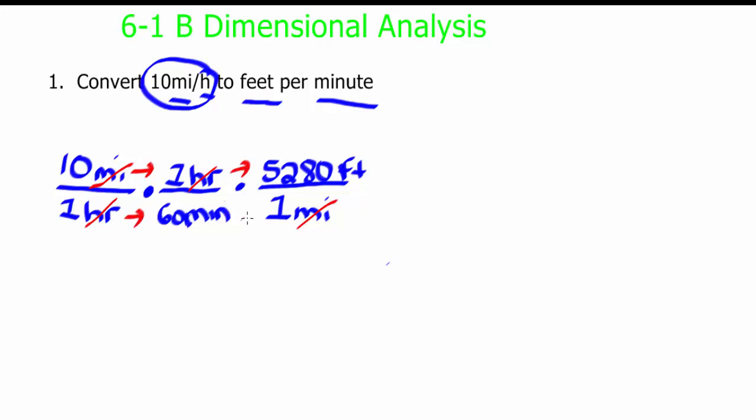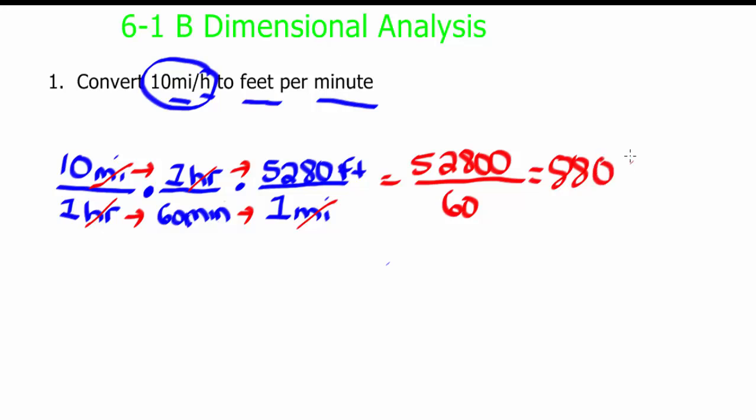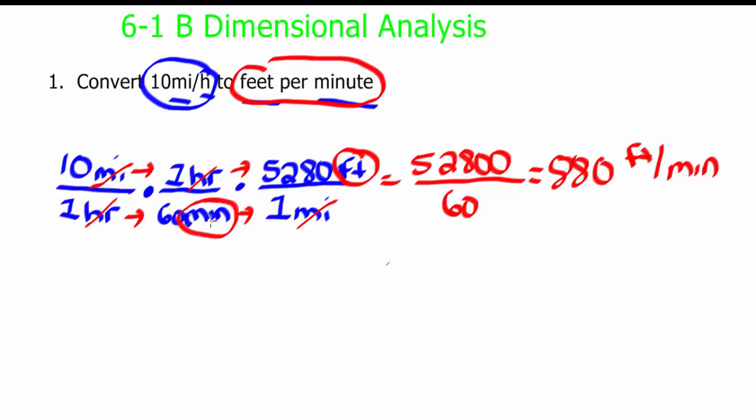Okay, 10 times 5,280 equals, and you will get to use your calculator. And then we go across the bottom. We're left with 60 on the bottom. And you would divide that and get 880, and you have to label feet per minute. If you can't remember, it's what we were asked for and it's what we have left. Feet per minute. Okay? So there's quite a few steps to this. So you got to slow down and take your time. The assignment won't be real long, but you got to take your time.